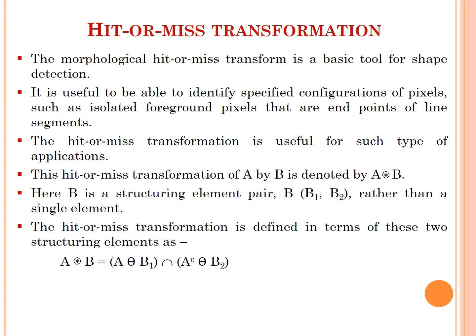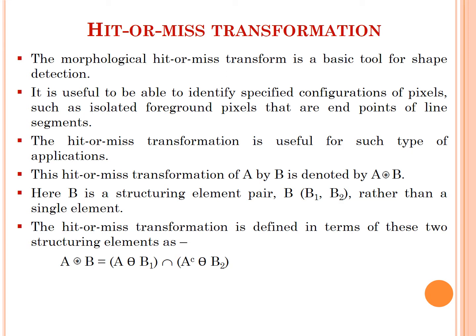The hit or miss transformation. The morphological hit or miss transform is a basic tool for shape detection. It is useful to be able to identify specified configurations of pixels such as isolated foreground pixels that are endpoints of line segments. The hit or miss transform is useful for such type of applications. This hit or miss transformation is indicated as shown here.